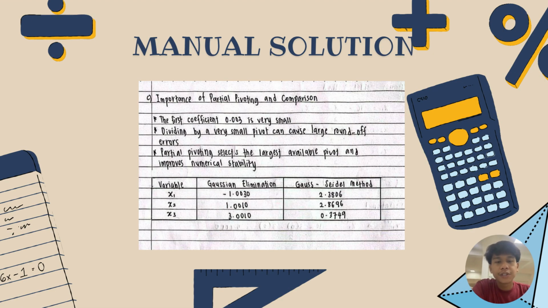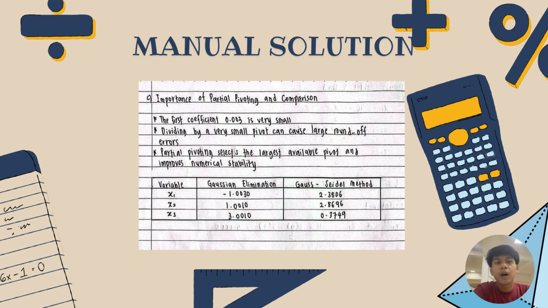Moving on to the importance of partial pivoting and our final comparison. Looking at our initial system, the first coefficient 0.003 is extremely small. Dividing by such a tiny pivot can lead to massive round-off errors and numerical instability. By implementing partial pivoting, we automatically select the largest available pivot, significantly improving the accuracy of our calculation.